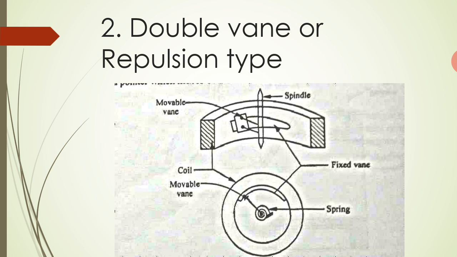The deflecting torque is due to the force of repulsion between two similarly magnetized iron rods or vanes. In this case, a spring is used for controlling torque in the repulsive moving iron instrument. Damping torque is produced by air friction in the repulsion type instrument.